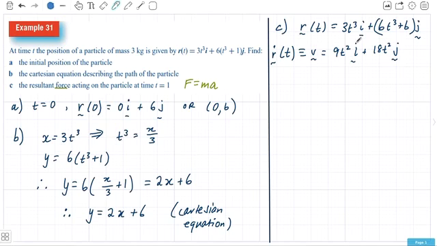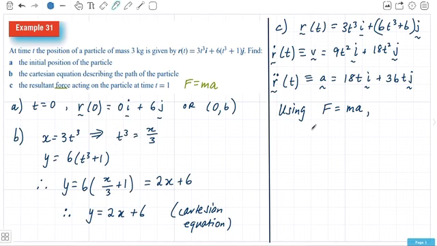And we know that if I differentiate again, that's my acceleration vector. 2 times 9 is 18t i. 2 times 18 is going to be 36t j. That's my acceleration vector. So we know that using our formula we have F equals ma. Here we have a, and we also know in the question the mass is 3. So that means that we have F equals 3 times a.